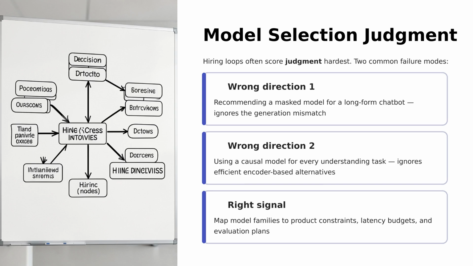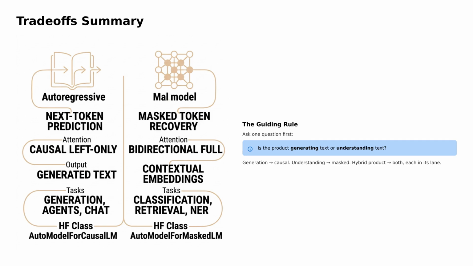Model selection judgment is where many hiring loops get most critical. 2 common misses show up fast. First, recommending a masked model for a long-form chatbot, which ignores that chat requires generation. Second, defaulting to a causal model for every understanding task. Even when an encoder is more efficient, the strong signal is matching the model family to the product need, latency constraints, and a clear evaluation plan.